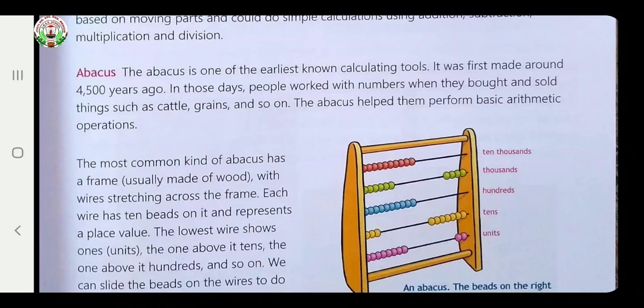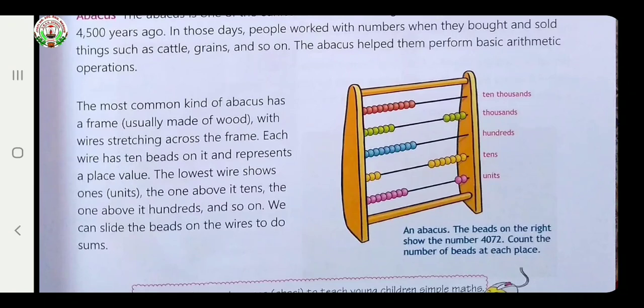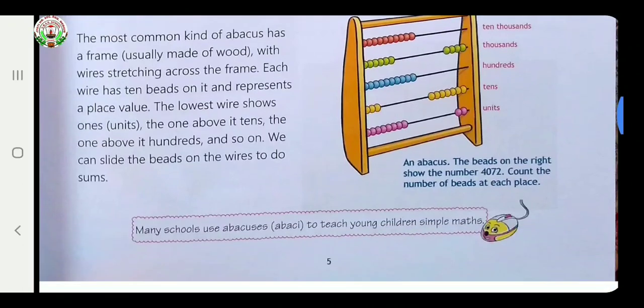The most common kind of abacus has a frame, usually made of wood, with wires stretching across the frame. Each wire has 10 beads on it and represents a place value. The lowest wire shows ones, that is units. The one above it shows tens, and the one above that hundreds, and so on. We can slide the beads on the wires to do sums. Here the picture is given of an abacus.